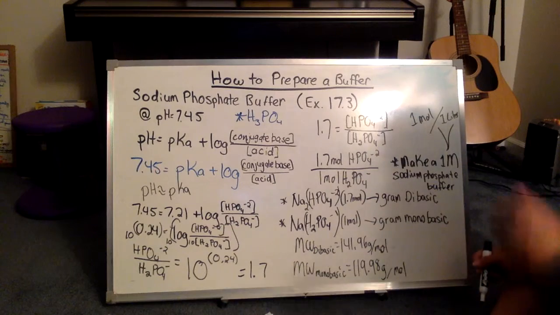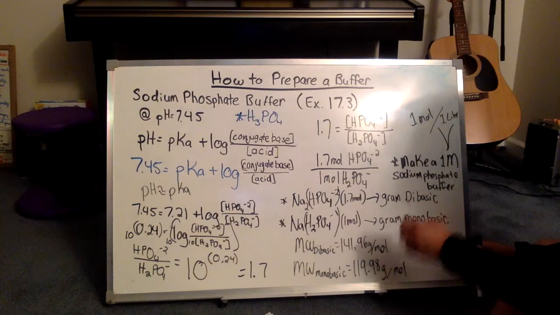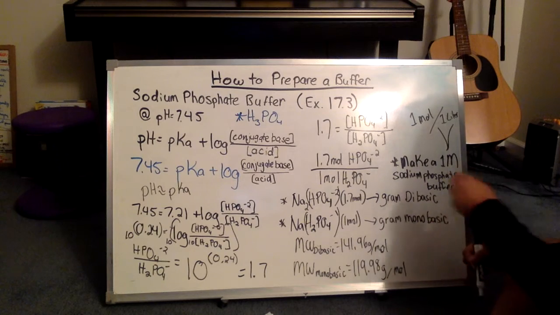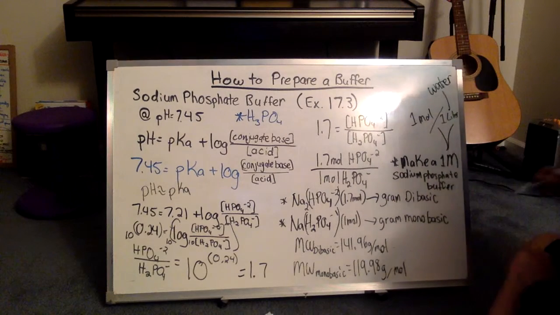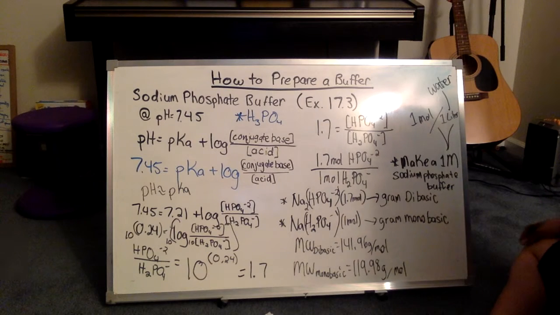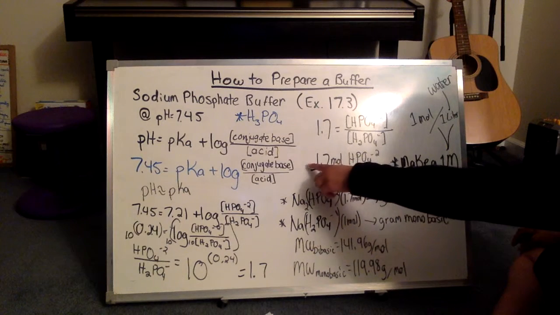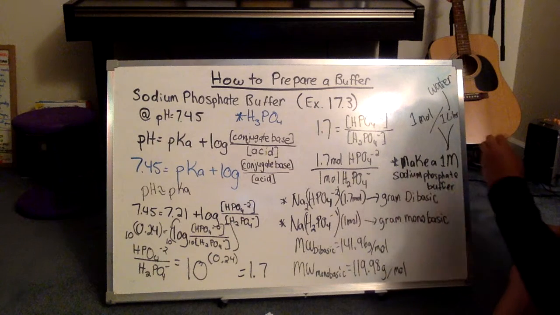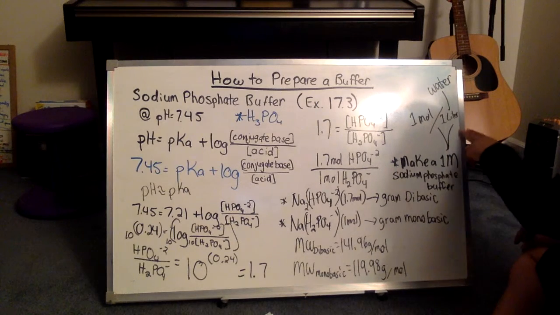Once you have grams, you're going to take those grams of the dibasic salt and mix it with the number of grams needed for the monobasic salt by multiplying molecular weight. You mix that in with 1 liter of water, and then you end up with 1 molar solution of buffer. If you wanted to have a 0.1 molar solution, for example, then you would multiply 1.7 times 0.1 to then alter these numbers to then put into your flask, and you would still use 1 liter of water.